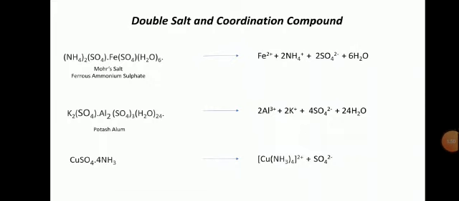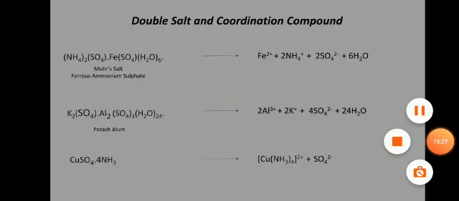So the basic difference between a double salt and a coordination compound is that a double salt will ionize completely to cations or anions, but a coordination compound will give us at least one complex ion. Complex ion is a new term that you have heard. A complex ion, unlike a cation or anion, is different. Here, it is represented in square brackets. Over here, you have a central metal and ligands surrounding it. This is a complex ion.